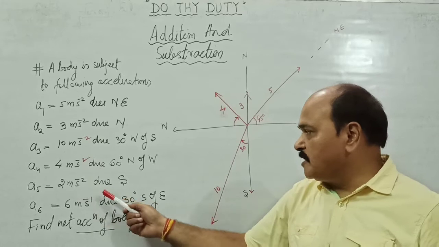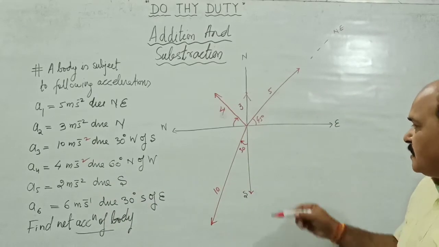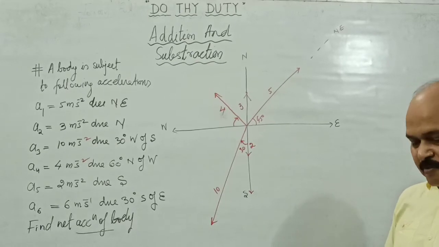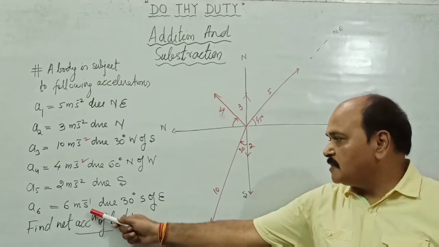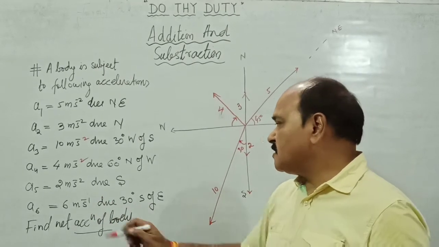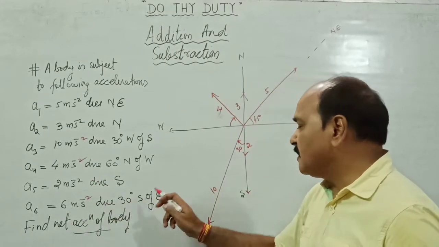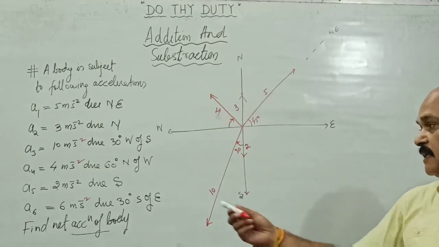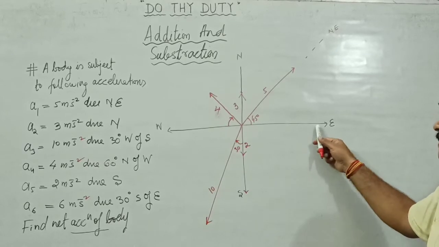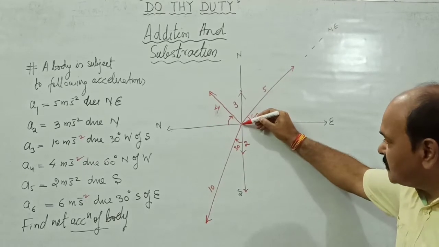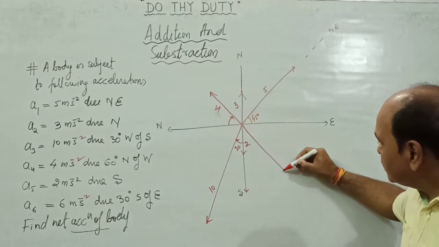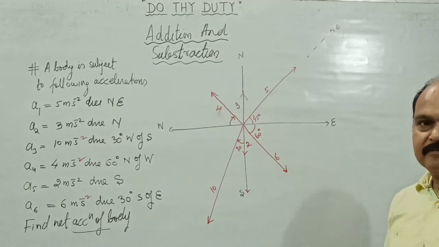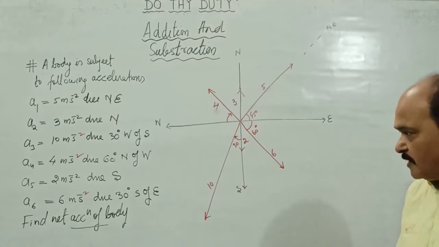Vector number 5 is 2 meter per second square due south. So vector number 5 is this. This is 2. And vector number 6 is 6 meter per second square due 30 degrees south of east. South of east. This is east, this is south. The vector is like this. This is 60 degree, and this vector is of length 6. So we have drawn all 6 vectors.